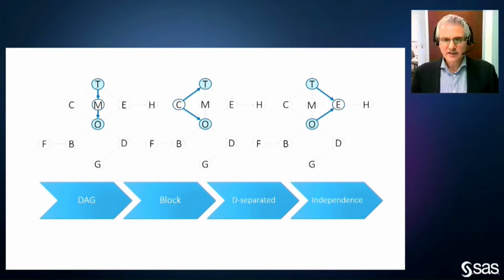And we block paths via conditioning or adjusting for variables whose nodes are confounding paths or by the presence of colliders. PROC CAUSALGRAPH tells us which nodes to condition on or to adjust for. And it identifies an adjustment set or adjustment sets. It also identifies which nodes should never be included in an adjustment set.